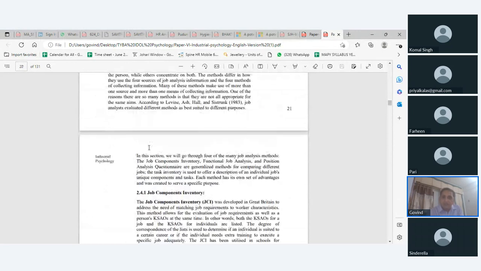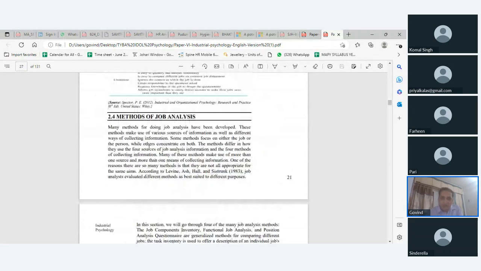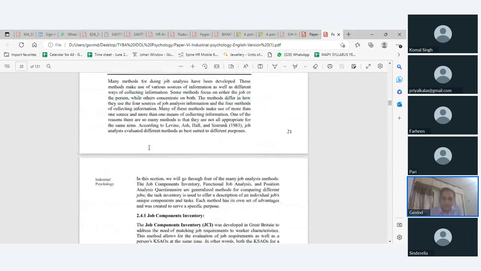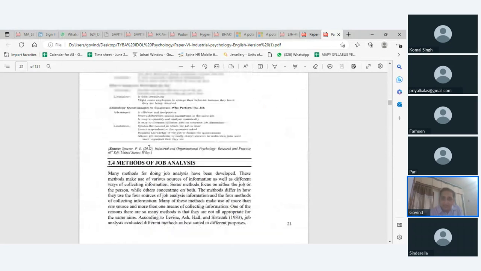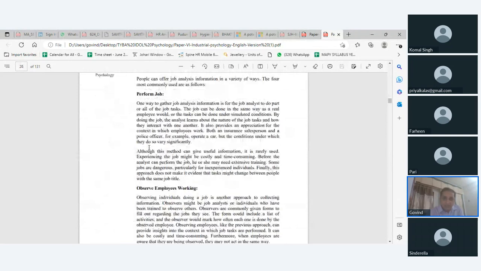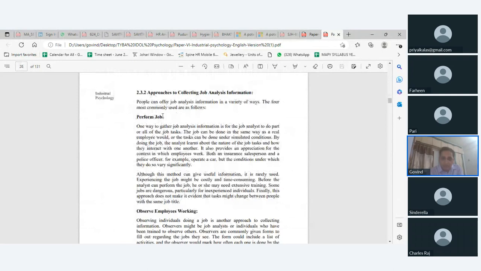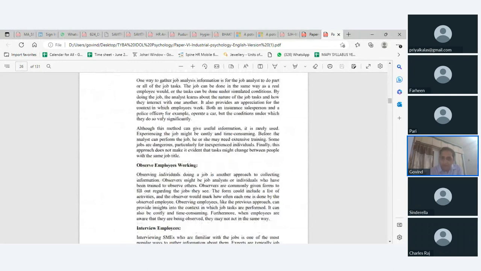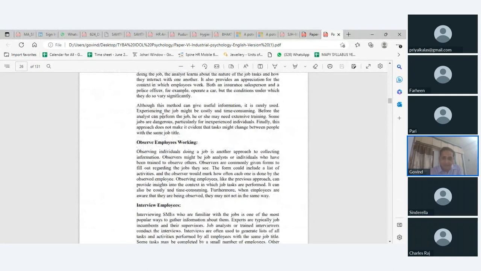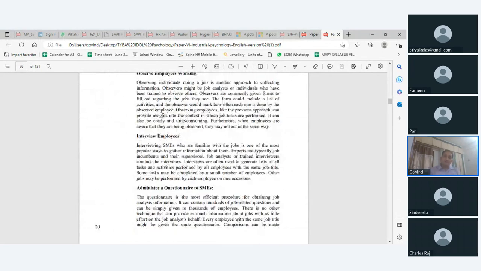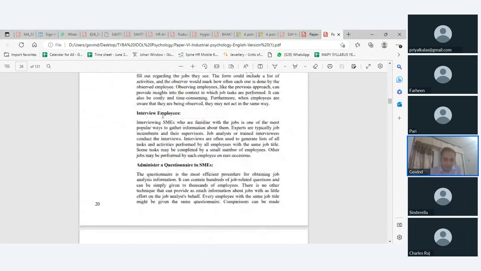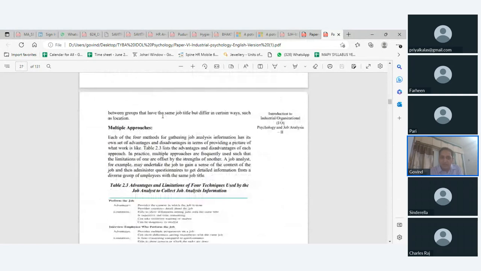So then the method of job analysis. The first is data collection. What you have seen in these four is not analysis, but rather data collection. So how do we collect data for job analysis? By performing the job, by observing employees who are working, acting as an observer, by interviewing employees, and the last method is by administering a questionnaire to them. On the basis of the input received, we do that.